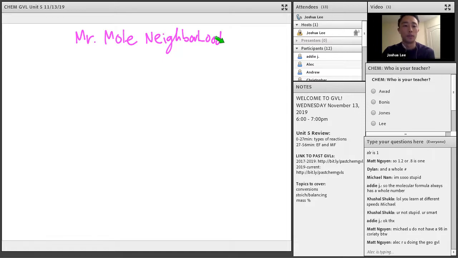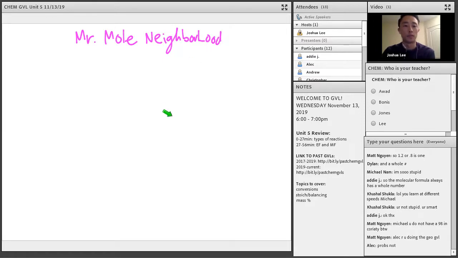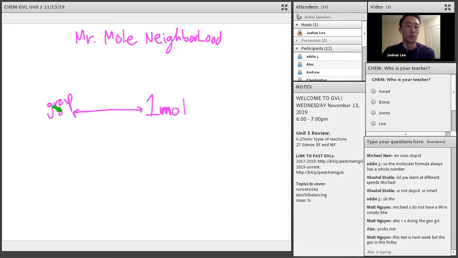Mr. Mole is the most important, so here's Mr. Mole. And Mr. Mole's favorite number is 1, so he likes to have a 1 in front of him. Next to him lives group of atoms.